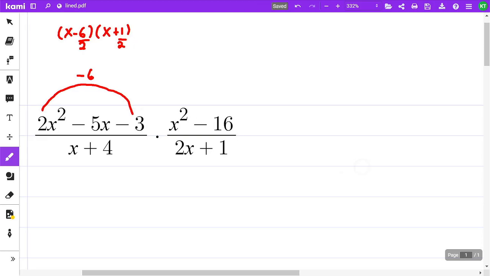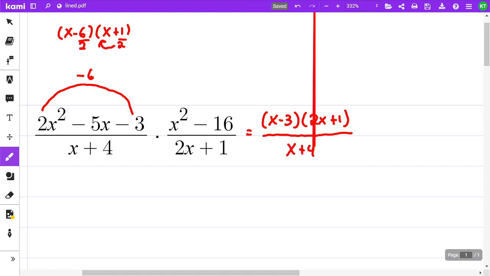So as a result, I'll write my result over here. -6 divided by 2 would give me a -3. So I'll have x minus 3 as one of my factors. And since 1 does not divide 2 and give us an integer, I'll move this 2 to the front. And I'll have 2x plus 1. So that's one of my parts factored there. Then I'll have my x plus 4 because that cannot be factored further.